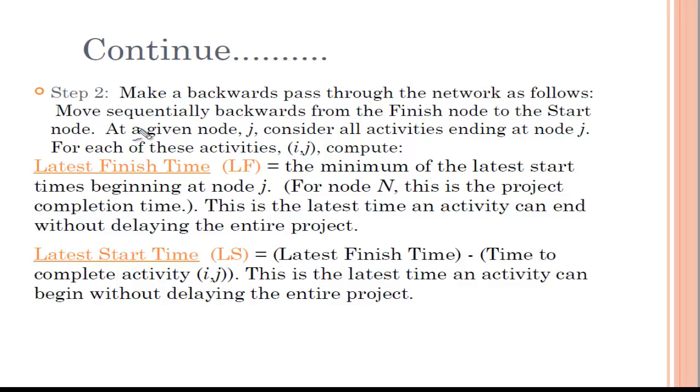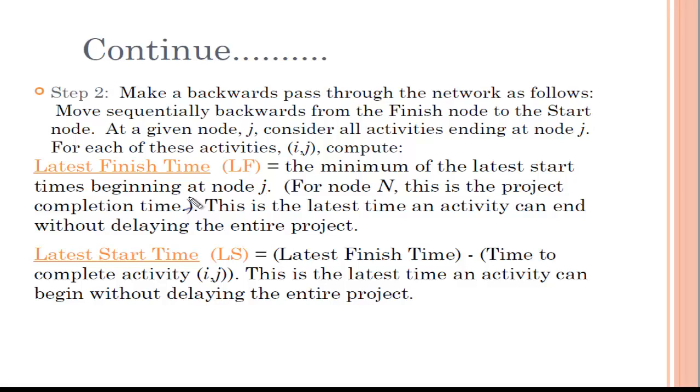When we do the backward pass through the network, that means we move sequentially backward from the finish node to the start node. At a given node j, consider all activities ending at node j. For each of these activities, that means ij, because I am going in a backward manner, I will ask what is my latest finish time. That is the minimum of the latest start times beginning at node j.